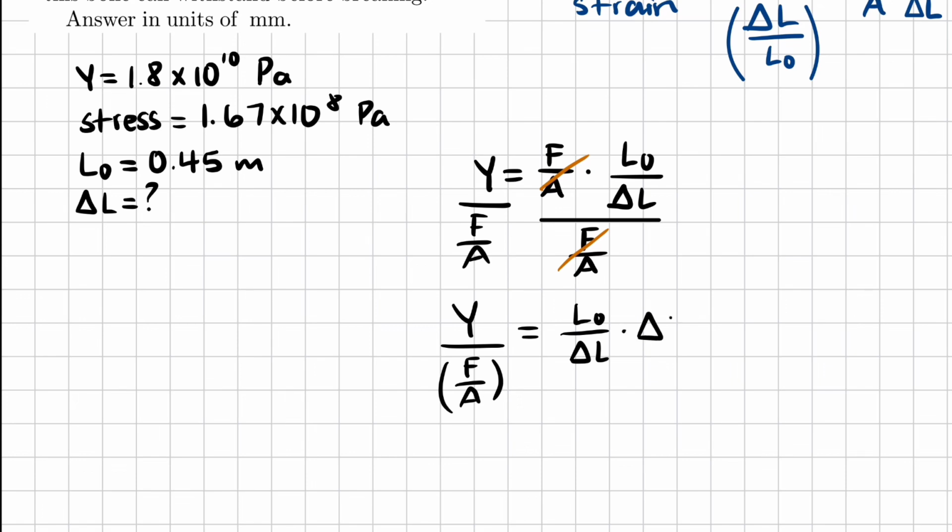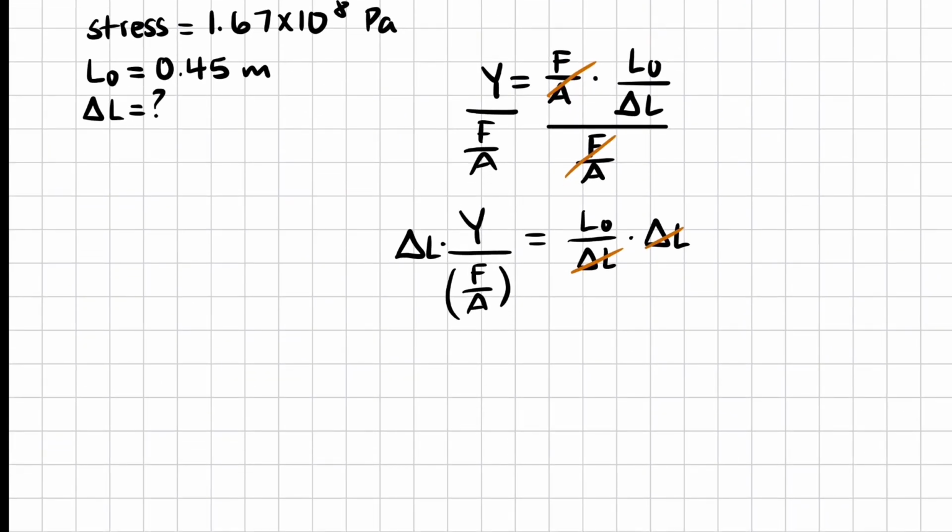Now multiply by the change in length. I'm going to use the reflexive property, just so you're not confused. That is, having my left side as the right side and the right side as the left side. And the last thing to do, I'm going to treat this one as a fraction, is multiply by the reciprocal to isolate change in length.